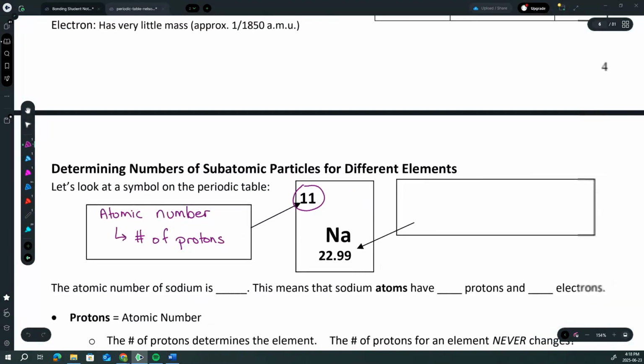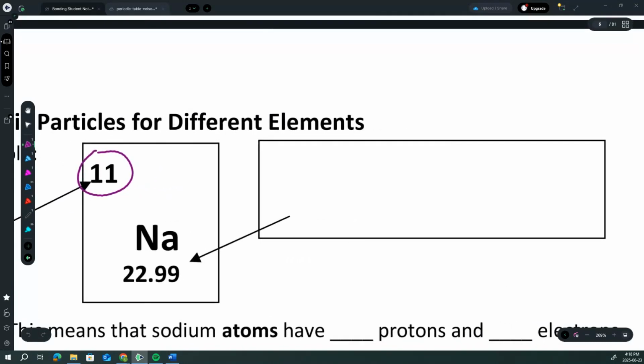Now, there's another number on the periodic table for each element that we do need to pay attention to in order to determine how many subatomic particles we have here. So the atomic mass is going to be the number usually right underneath the symbol for each element. And what this represents is the number of protons and neutrons in an atom.